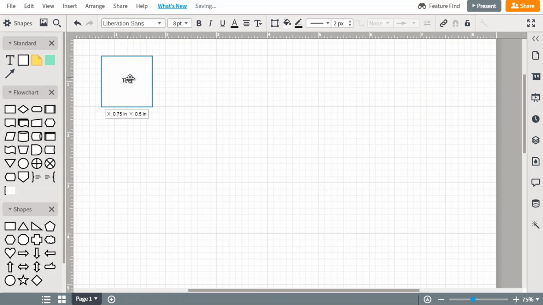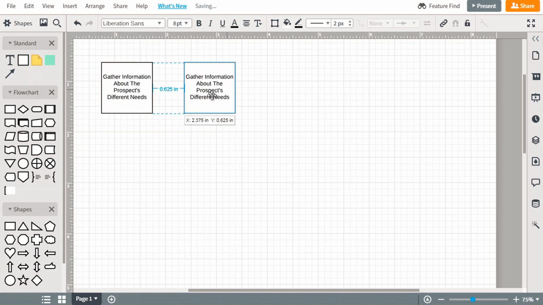So let's walk through what we talked about earlier in the previous videos. Basically, first off, we need to gather data, right? So we'll just use this block as the gather data block. So we need to gather information about the prospect's different needs. So this could be a separate survey. Well, we'll do this. We'll do gather information, and this is how we're going to do it.